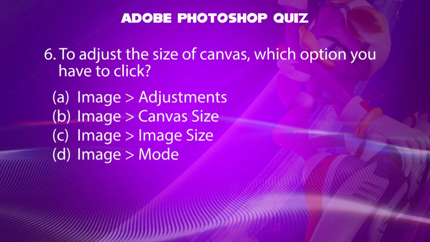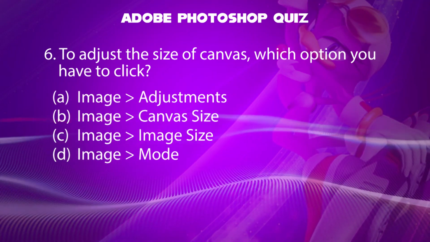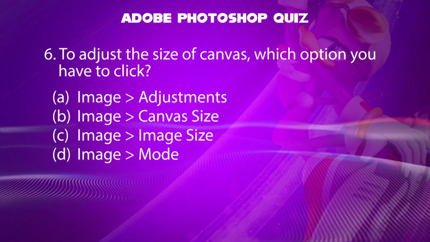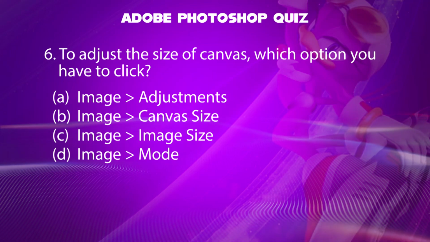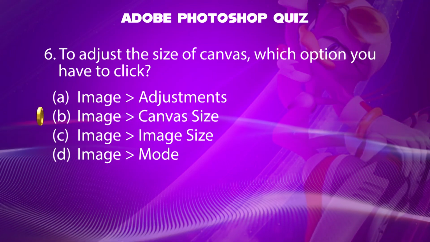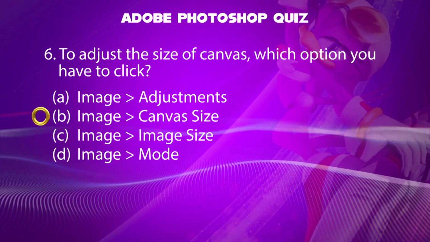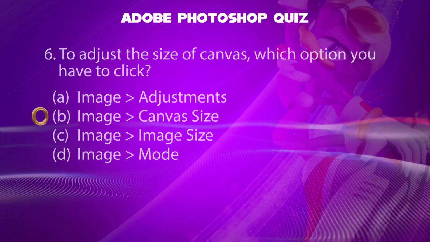And sixth question, to adjust the size of a canvas, which option you have to click? Is it Image option and then Adjustments, Image option and then Canvas size, Image option and then Image size, or Image option and then Mode? The answer is Image option and then Canvas size. The dialog box for the canvas size appears and you can make changes of size.